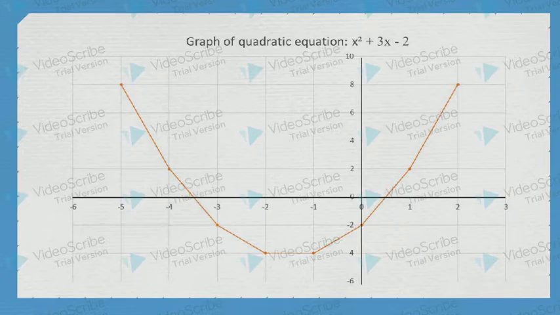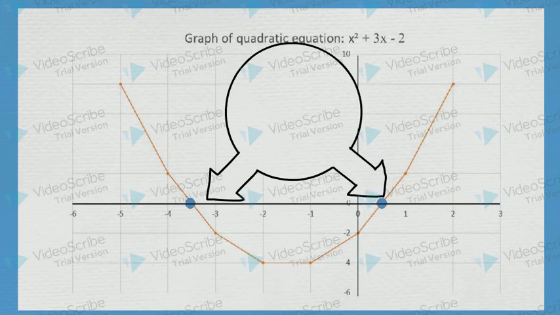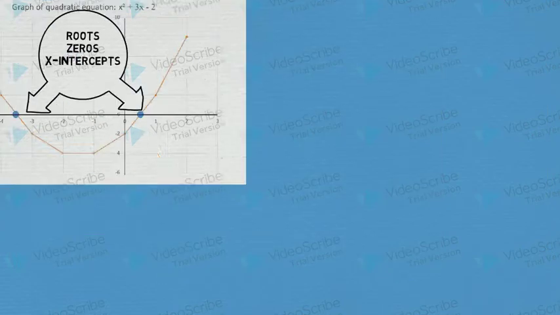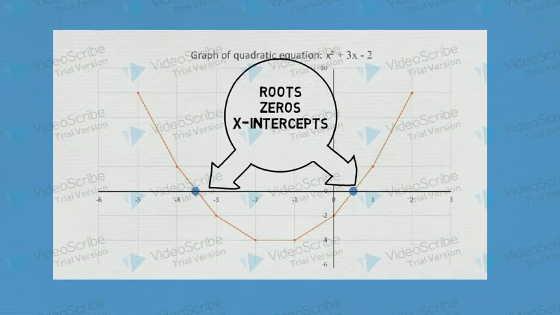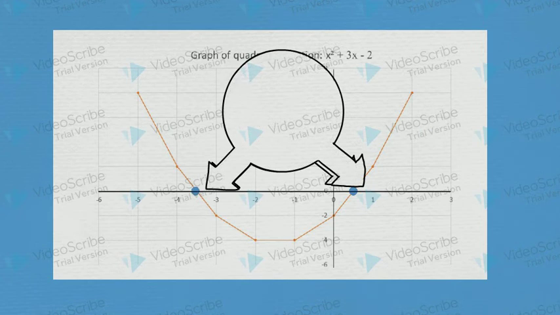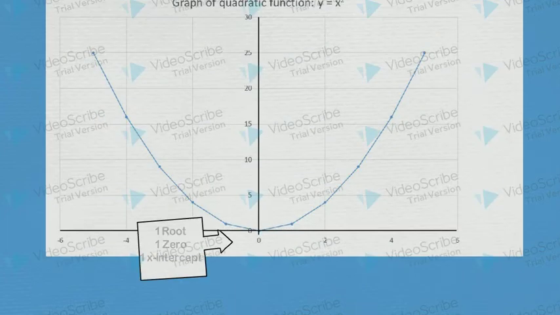The vertex of a parabola is the highest or lowest part of the graph. The roots of the quadratic function, also called zeros or x-intercepts, are found where the graph of the parabola crosses the x-axis. The vertex can be located at the origin, below the x-axis, or above the x-axis. A quadratic function may have 2, 1, or 0 roots.